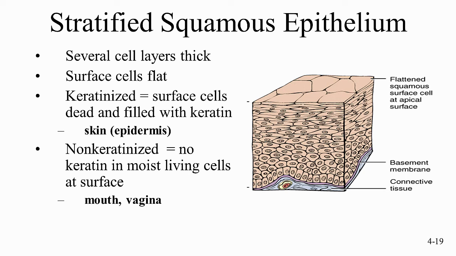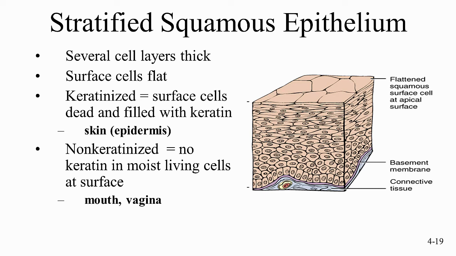Keratinized would be like your skin, the epidermis. The cell surfaces are dead and filled with keratin. If we look at those under the microscope, it's very flaky looking at the top. Skin comes in either thin skin or thick skin. Thick skin is like on the bottom of your feet, the palms of your hands and your fingertips. If we look at one of those under the microscope, that top layer is going to be extremely flaky and very thick.